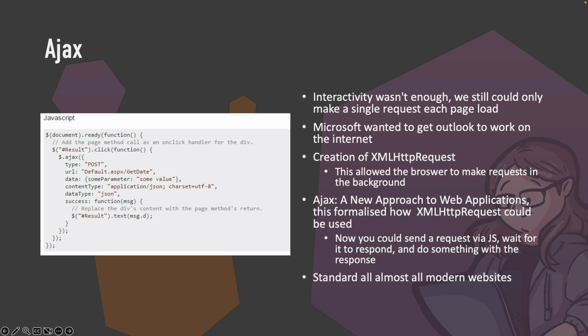The problem is that single activity with JavaScript was only so much. You could still only make a single request each page load. You couldn't send more requests. So Microsoft ended up inventing XMLHttpRequest. Essentially, this technology allowed the browser to make requests in the background using client-side code. Now you weren't limited to a single request. You could click a button, JavaScript sends a request on your behalf, and now you can do something with that response and make things really interactive.